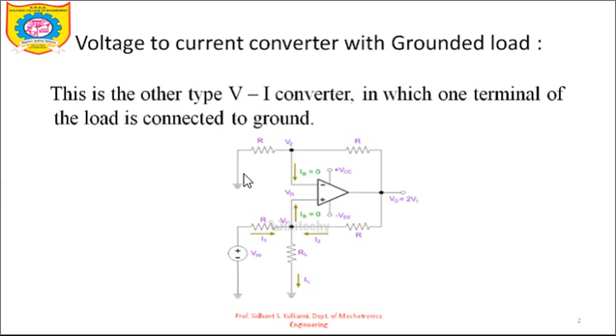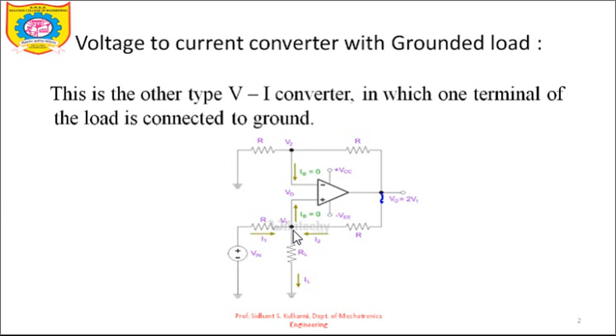In this diagram you can see there is one op amp in which the input voltage is applied to the non-inverting terminal. Negative feedback is taken to the inverting terminal through a resistor of value R. The input resistor through which the voltage Vin is applied also has a value of R. At the output terminal there are two resistors, one is R and another one is RL, which is connected to the ground. So this is a voltage to current converter with a grounded load.